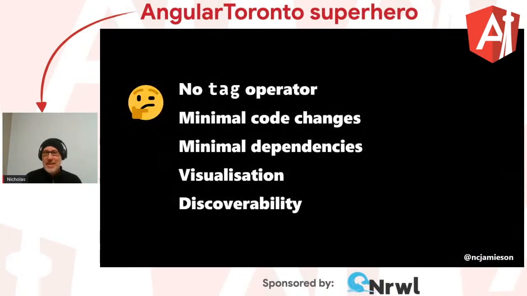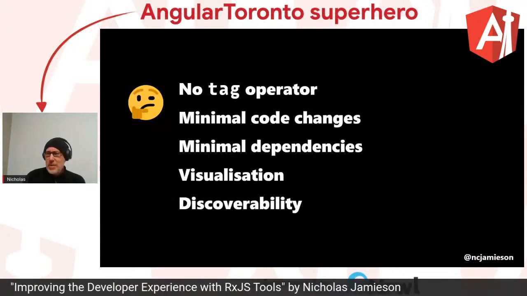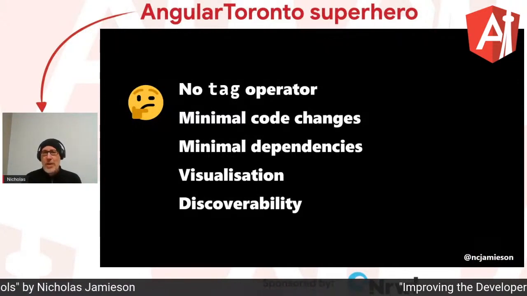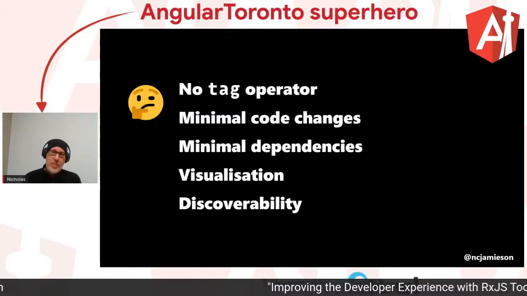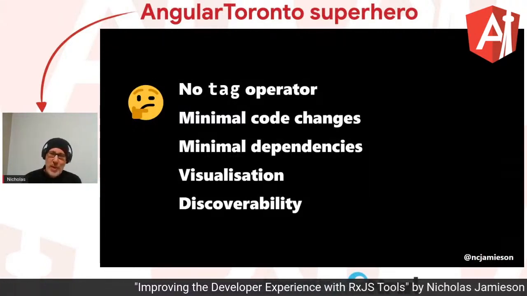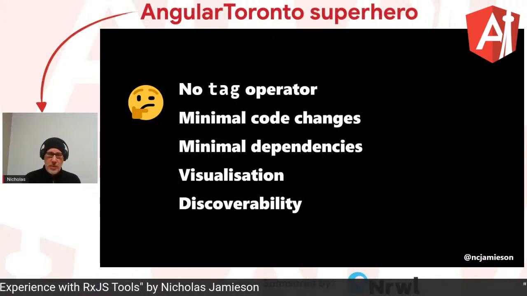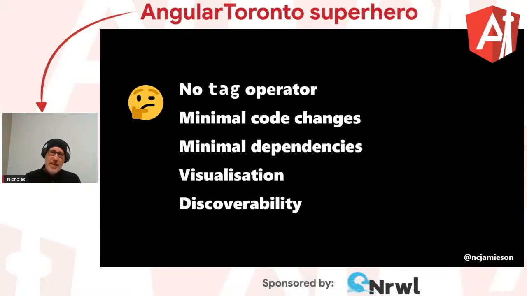So I did start thinking about the way that we could write a better set of tools for RxJS, ideally so that we didn't have to use a tag operator, so we didn't have to make any changes to our code. Also, so that we didn't have to include RxJS Spy or something equivalent to it in our app. Rather than importing something in our app, it would be nice to not have to do anything like that, and to have something where we could actually visualize what was happening with subscriptions.